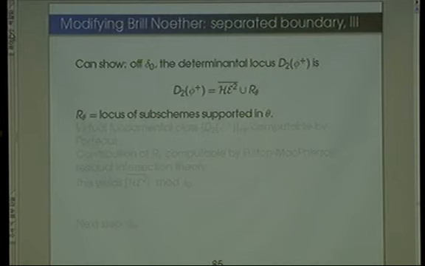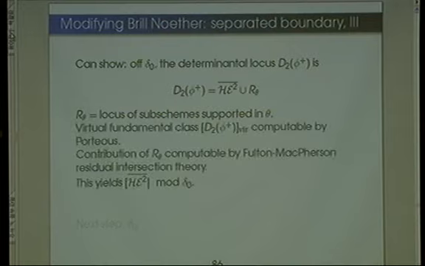So it's this scheme that is just this node with some tangent direction, and there's a P1 of tangent directions at a node, all of which give you different subschemes. They form this locus R theta, which is a kind of P1 bundle, and this plus the good stuff is the degeneracy locus. That's basically good enough for computing the fundamental class, because the virtual fundamental class, so-called, is computed by the Porteous formula.